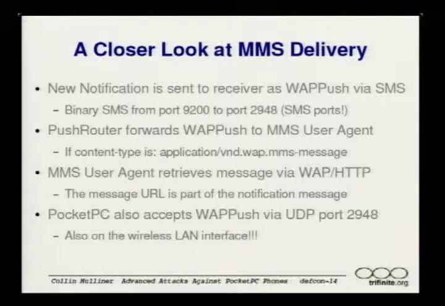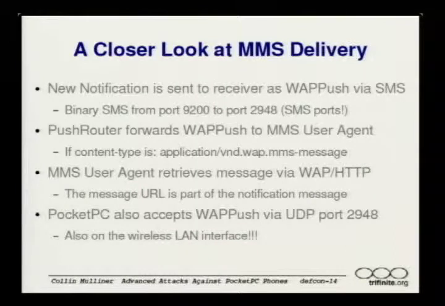So if we look closer at the MMS delivery on the phone itself, we see that we get a WAP push, which you can do over UDP, but they send basically the same message just encapsulated in an SMS. It's sent normally from port 9200 to port 2948. These are SMS ports. So in SMS, you can also have those port identifiers. Then we have this nice thing on the device called a push router. The push router basically just gets all of our messages and forwards it to the application. And if you have this VND WAP MMS matcher thing, then the MMS client is going to get it.